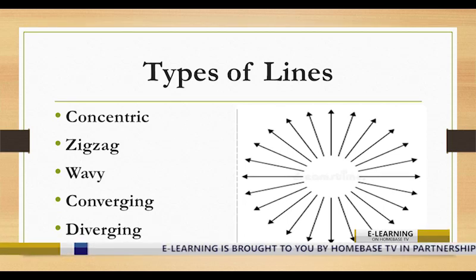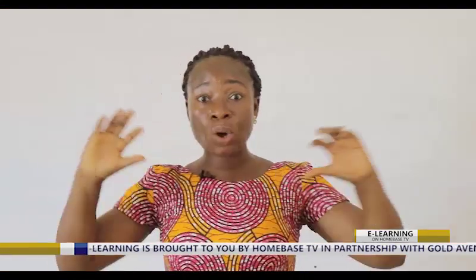Then we have converging line. Converging lines is like a bell being rung at school that let us all come to this one point. The lines are moving from various places and they are all coming to a certain point. Moving from this angle, from that angle, and arriving at a particular point to converge, to come together. So converging lines are lines that move together to a particular point.